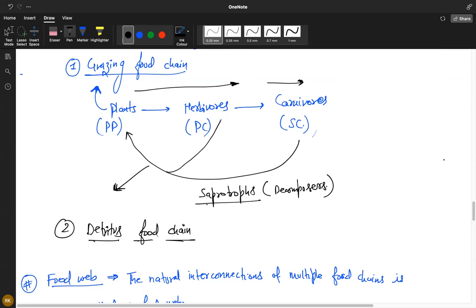Okay, this part is clear, everyone? The two types of food chains are clear to all? Yes?